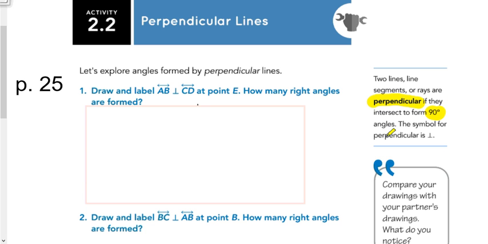The symbol for perpendicular is this. So if you see this symbol, that means that's perpendicular. Okay, that the lines or line segments or rays cross to make 90-degree angles.